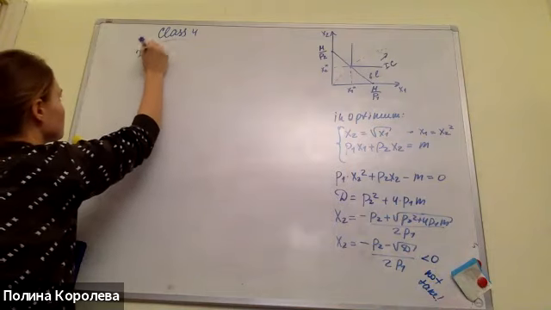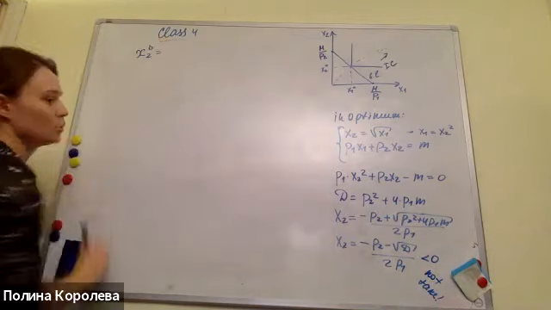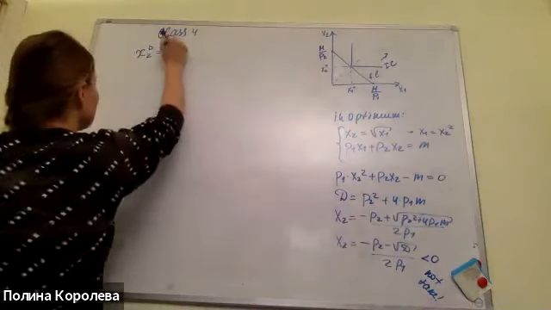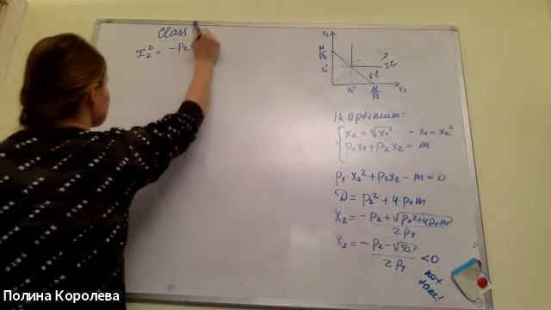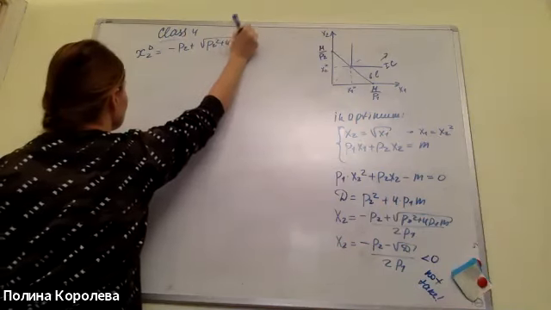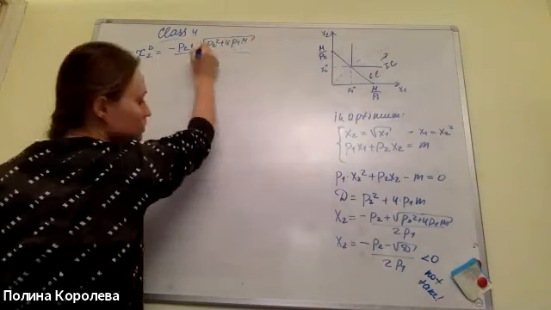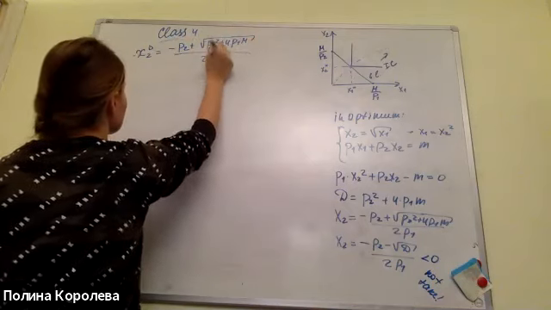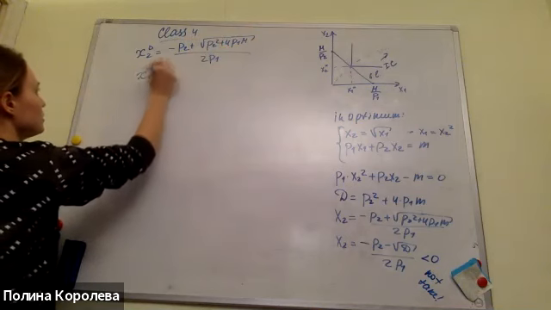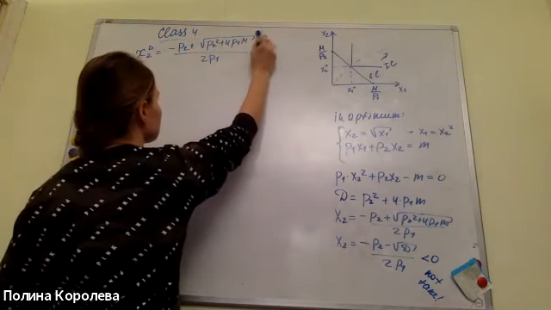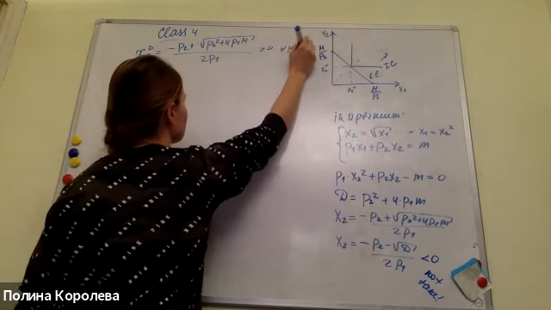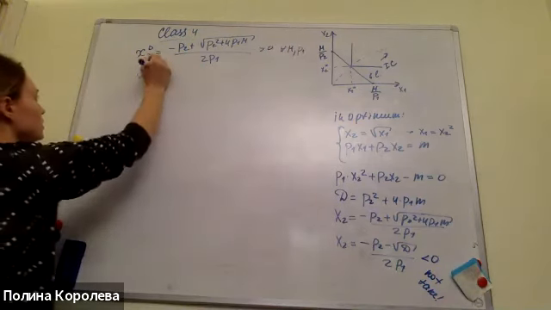So the demand for good 2 will be equal to this first one. Minus p2 plus square root of p2 squared plus 4 p1 m, over 2 p1. And this is exactly greater than 0 for each income and prices. You can check it.